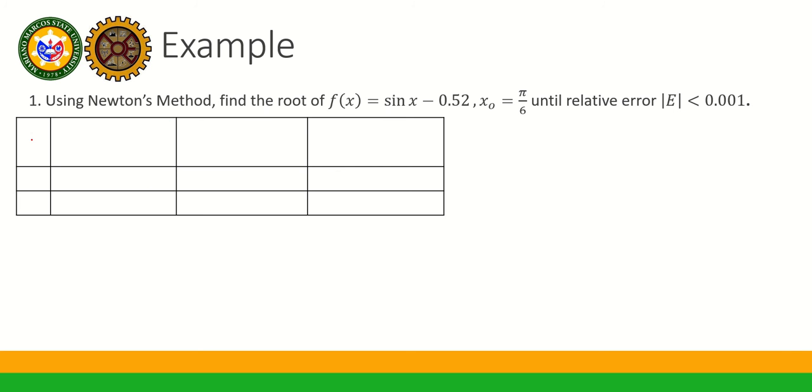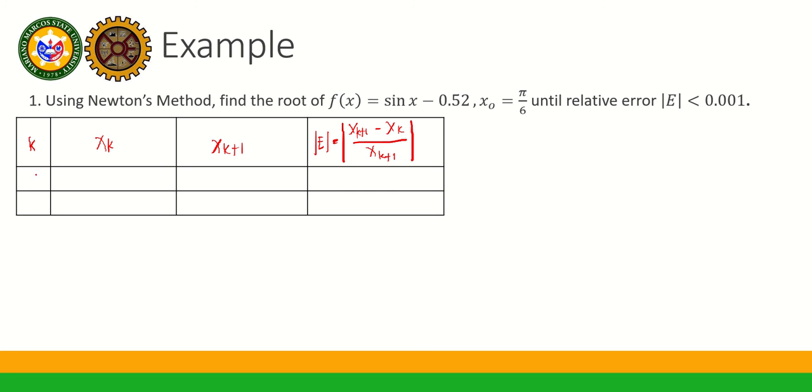Sa first column natin will contain yung values for our k. Our second column is si x sub k. And then for our third column is si x sub k plus 1. Okay? And this will contain our absolute error or relative error, which is equal to, for this problem, the x sub k plus 1 minus x sub k all over x sub k plus 1. Okay, so ito yung formula kung paano natin i-compute si relative error for this problem.